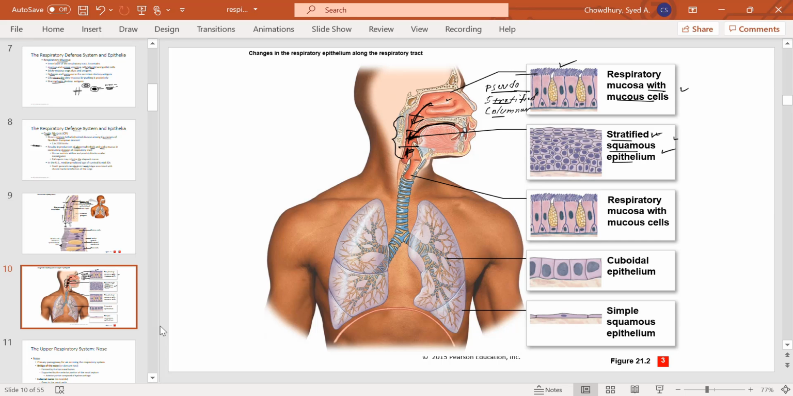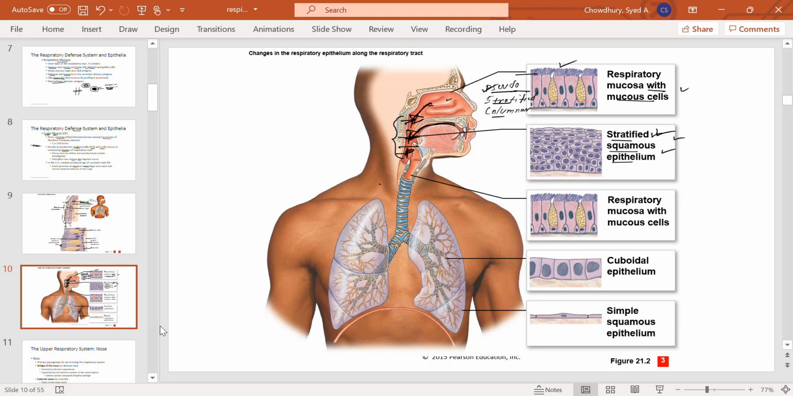So it is stratified squamous. So the second part and third part of your pharynx is lined by stratified squamous, but the upper part is lined by pseudo-stratified columnar, because in the upper part only air passes. However, in the middle part and lower part, you have both air and the food pass through it.